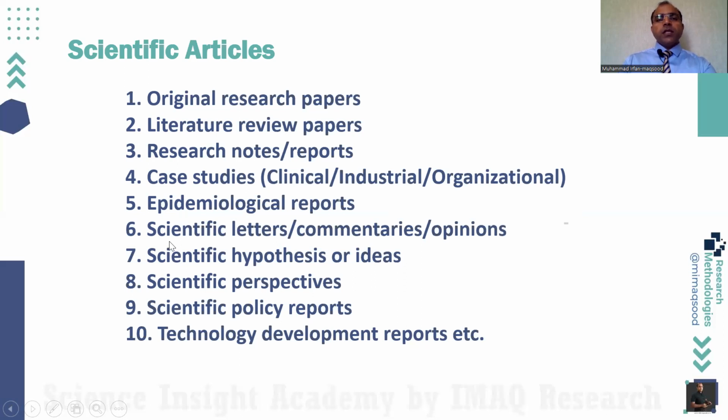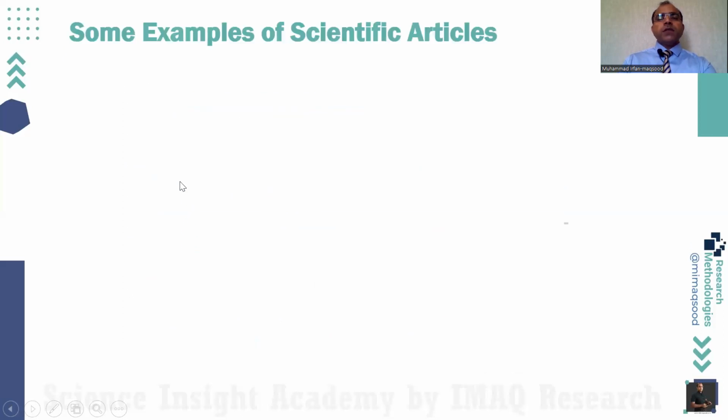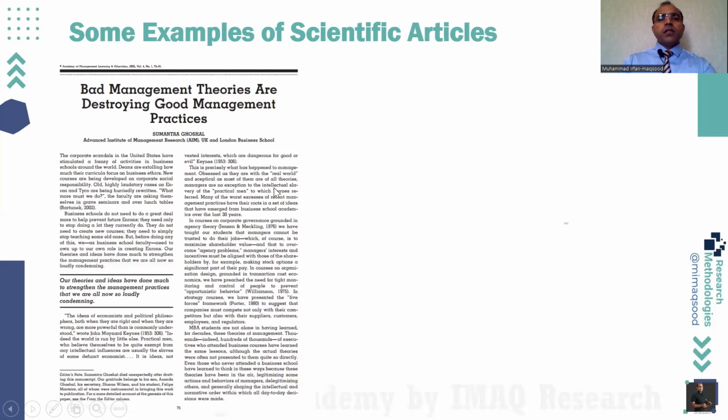So these are all known as scholarly literature, meaning scientific papers. So we can have some examples of scientific articles. For example, if you are a management student, you can understand this. This is among the top and highly cited management papers, entitled Bad Management Theories Are Destroying Good Management Practices, published by the Academy of Management.